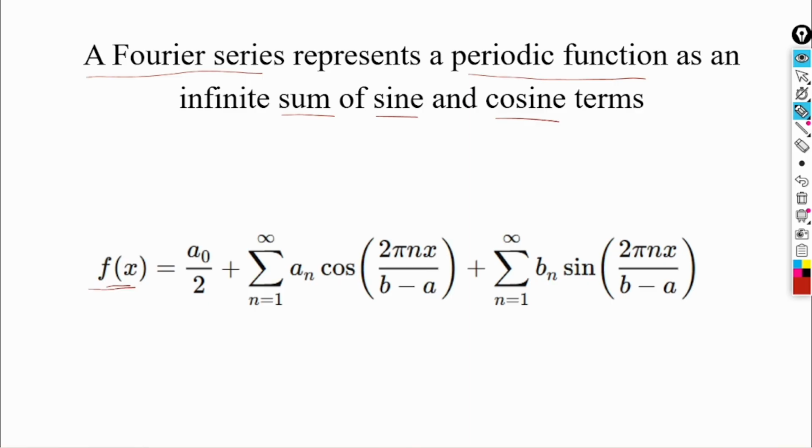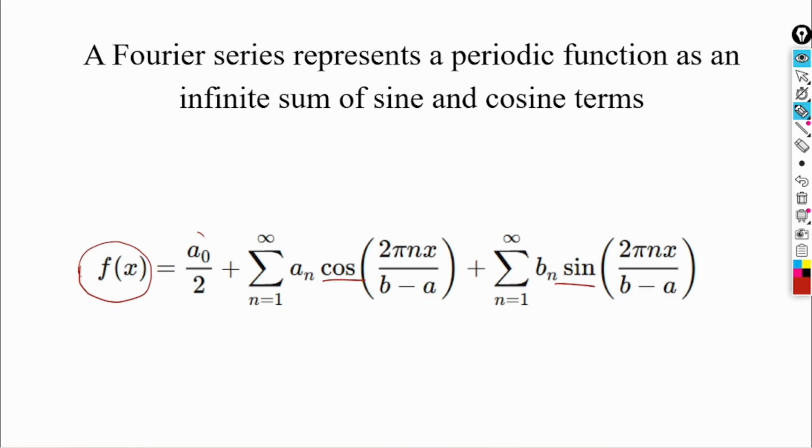Okay. So the Fourier series of a function f of x is given by a naught by 2 plus summation of n equal to 1 to infinity a_n cos of 2 pi n x divided by b minus a, plus summation of n equal to 1 to infinity b_n sine of 2 pi n x divided by b minus a. So you can see in this Fourier series expansion, cos and sine terms are there. You are representing this periodic function in terms of cos and sine using the Fourier series expansion.